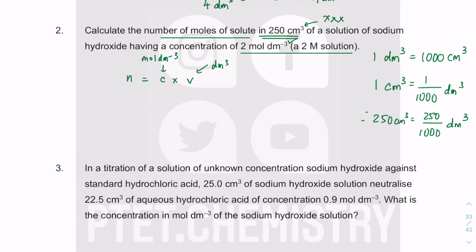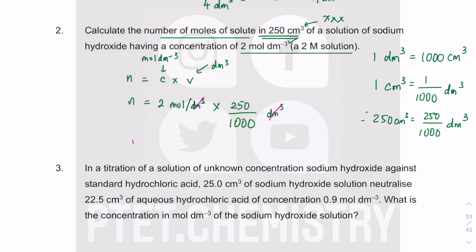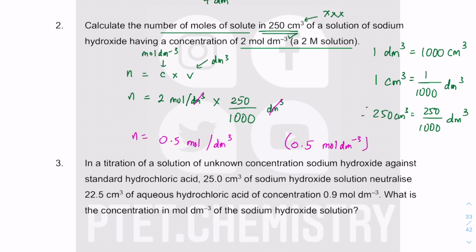In reality, when you start doing this, what you do is you just get the concentration, which is 2 mole per dm cube. You multiply by the volume. The volume is given in cm cube, so I convert to dm cube by dividing by 1000. I follow the units and the maths never lie. Dm cube and the per dm cube cancel, and then I should get 2 times 250 divided by 1000, and I get 0.5 mole. I can use either this or I can show 0.5 mole like this.